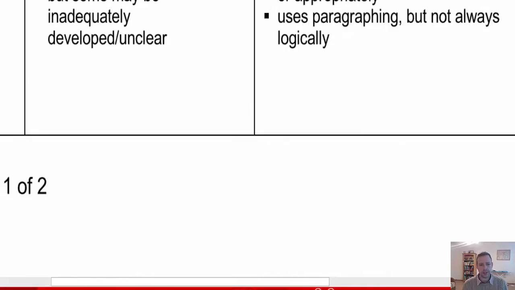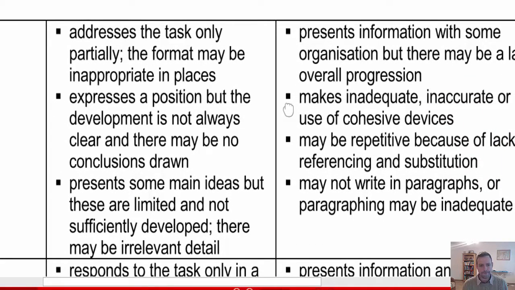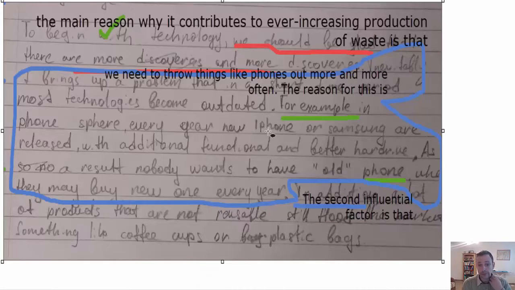And I think that's the case here. I think the conclusion is, and down here of the 5, there may be no conclusions drawn. So that doesn't just mean at the end, it means in your essay as well. So when you say something like what I wrote there, the main reason why it contributes to ever increasing production of waste is, that's your immediate position. It's all very clear. Whereas if it's not clear, you're going to get a 5 or a 6.